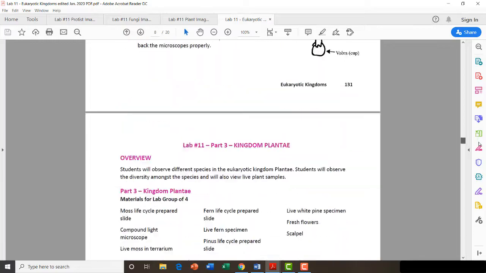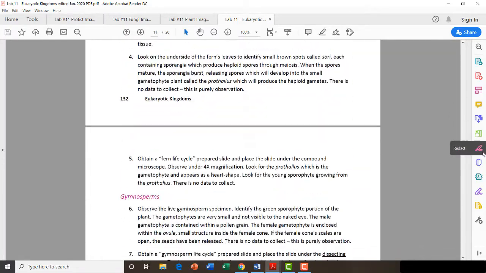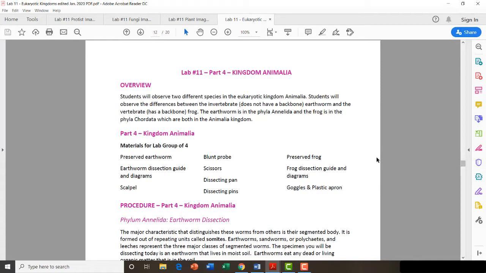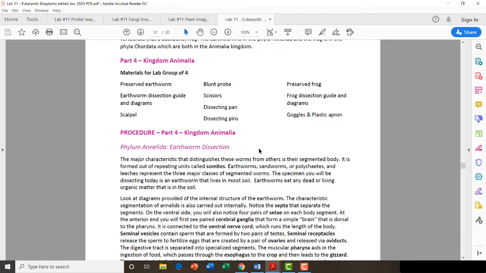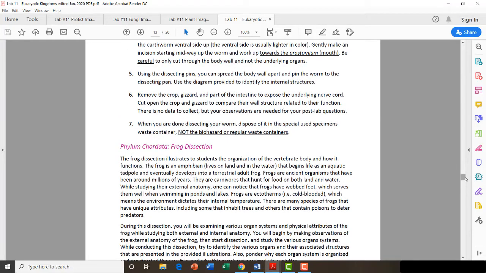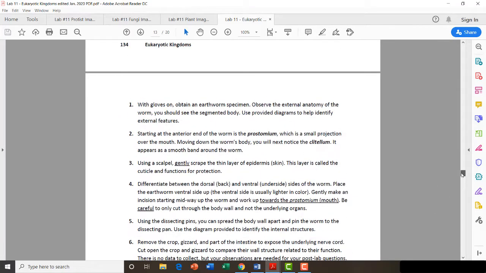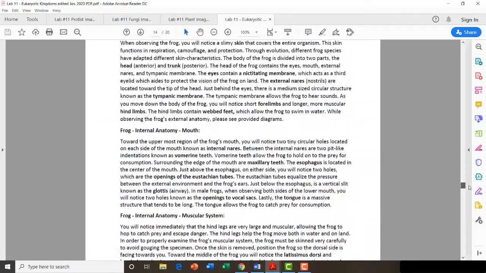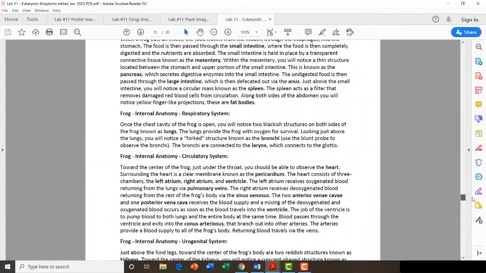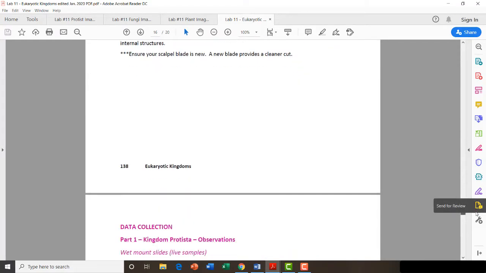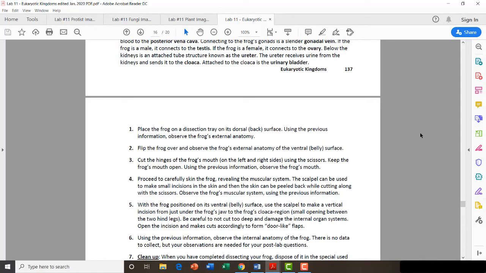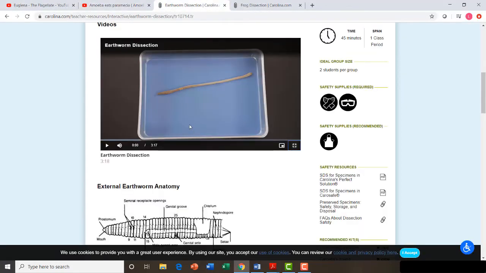So let's continue on. That was part 3 of all the different plants. The last part is Kingdom Animalia, your animals. Through this protocol, you would have done 2 dissections: you would have dissected the earthworm and the frog. It's really important that you read this whole section of Kingdom Animalia so you can get a really good idea of all the anatomy of the earthworm and the frog. Since we cannot be doing the dissection virtually, I found some really great videos explaining the dissection. So here's the earthworm. I'm just going to play this.